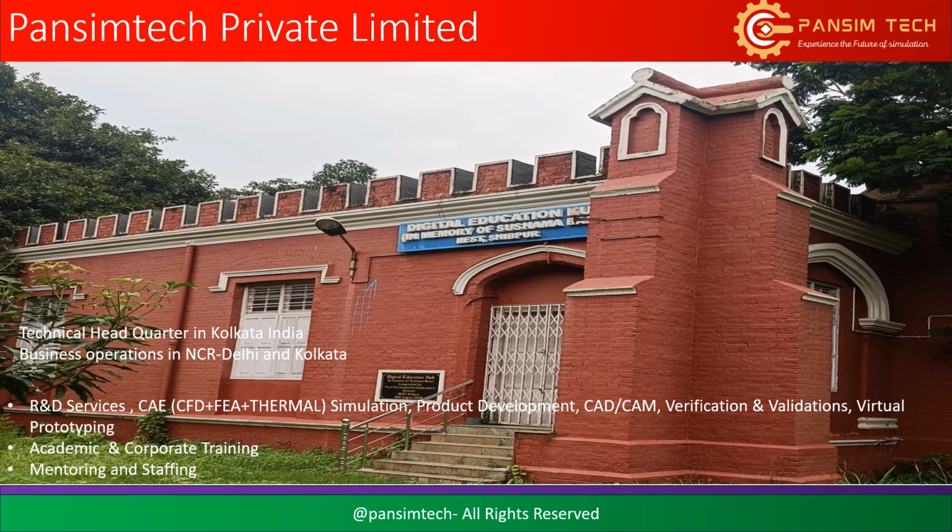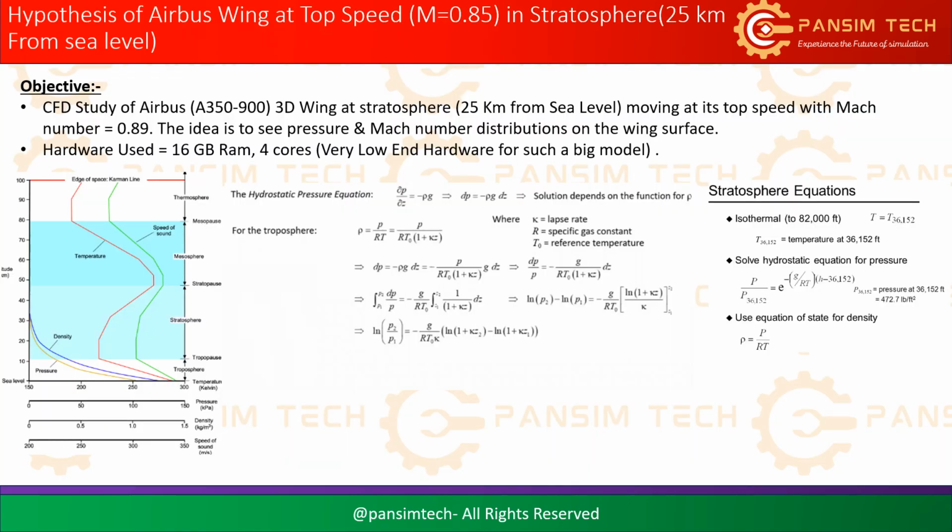So today we are going to see a very nice case study related to aerospace. Coming to the next slide. This is the hypothesis of a study in which we are going to see how an Airbus wing behaves when the aircraft is moving at its highest speed, that is, Mach number. What is Mach number? Velocity of aircraft divided by velocity of sound. So the aircraft is moving at a Mach number of 0.85, that is in the stratosphere.